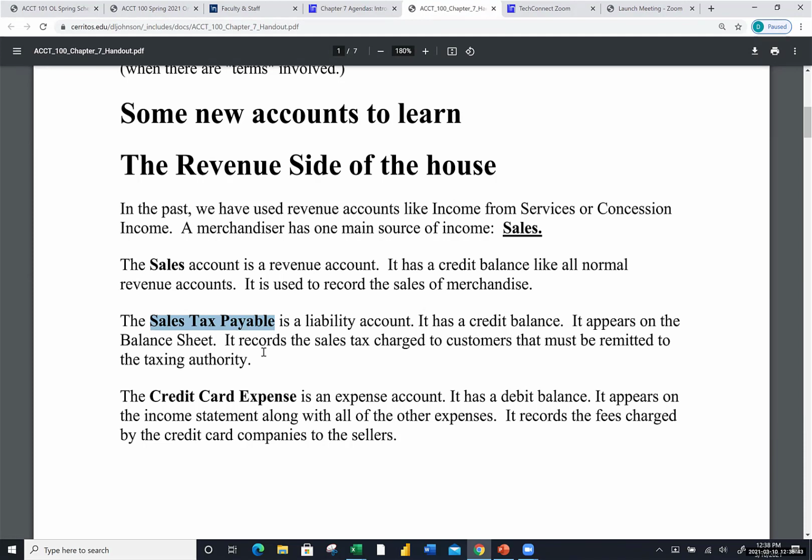That's why sometimes if you go into a Costco or something, you'll see someone in front of you flash a resale card. That's telling Costco that we're going to turn around and sell this to somebody else. We're not going to pay the sales tax, so don't charge us for the sales tax. It is a liability. Like all liabilities, it has a credit balance. We're going to use it today in just a minute. And like all liabilities, it belongs on the balance sheet. In the state of California, we pay that to the State Board of Equalization.